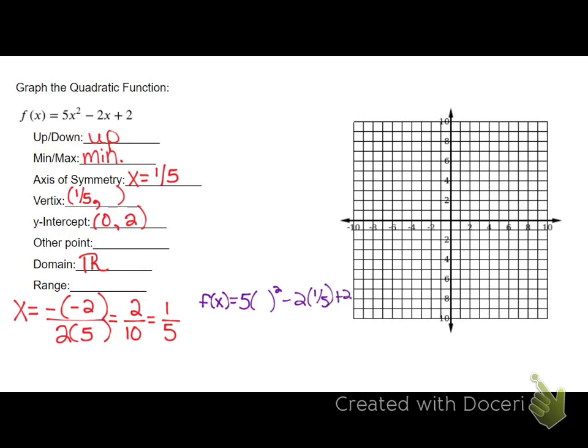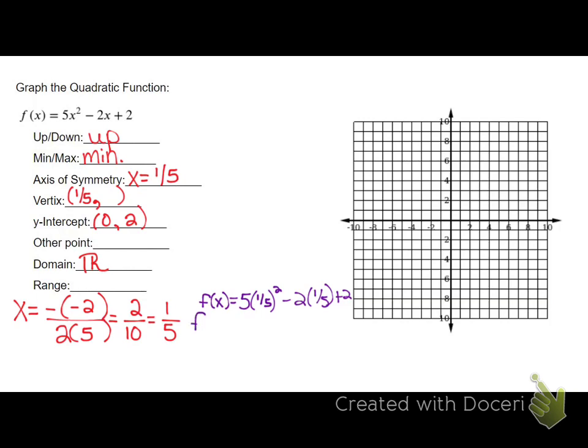Okay, so I'm substituting 1/5. This is where you're going to want to reference back to your calculator again. What is 1/5 squared? So 1/5 times 1/5. What's that going to equal? Or you can take 1/5 caret 2 and get 1/25. 1 over 25. Okay?